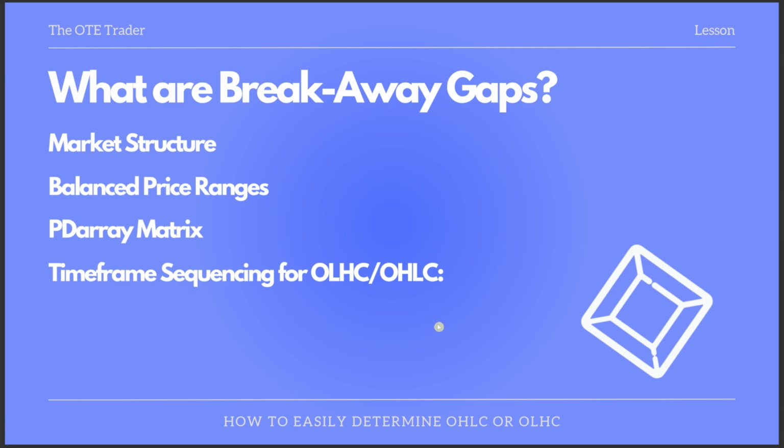How can we determine those gaps to stay open? We're going to be talking about market structure. We're going to be talking about balanced price ranges. We're going to be using the PD array matrix. And then in the end, I will show you a time frame sequencing for open, low, high, close, or open, high, low, close. So how to enter a trade with knowing that there's a breakaway gap above you or below you.